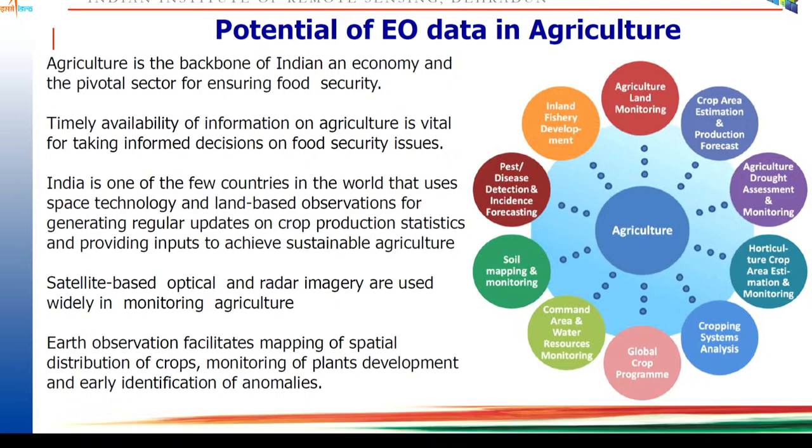So today ISRO is using both optical and radar imagery widely in monitoring agriculture. Earth observation, if supplemented with other information, can also provide information related to any anomalies due to pest or weather anomalies.